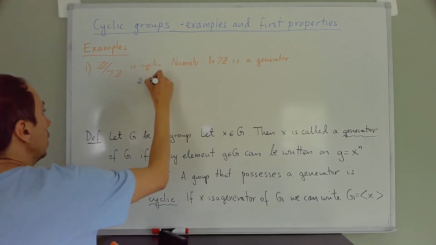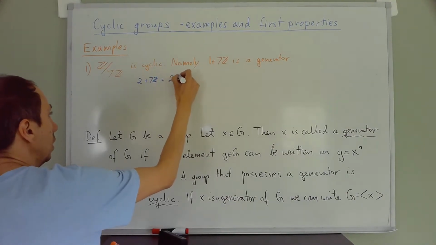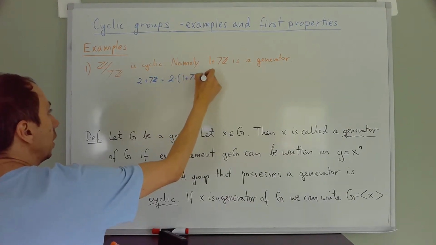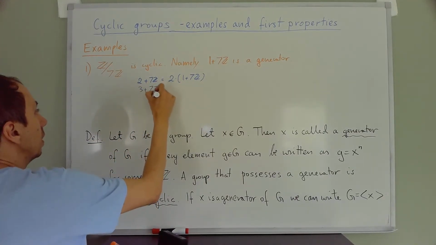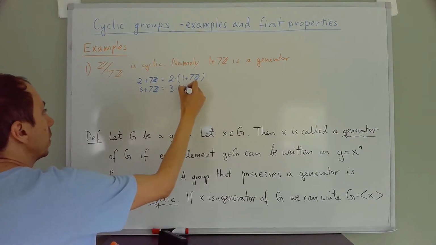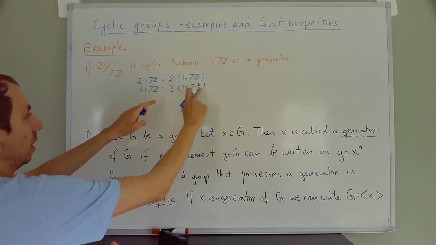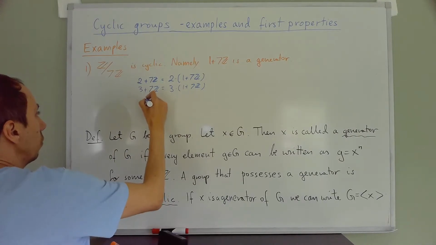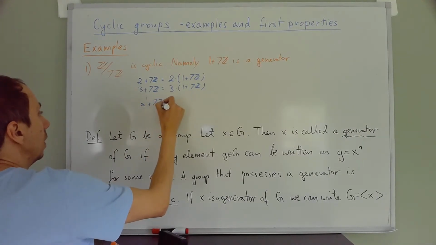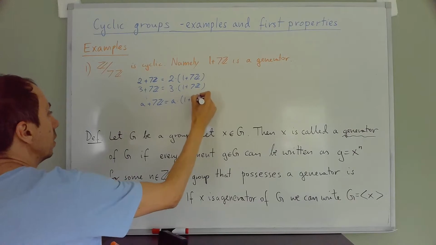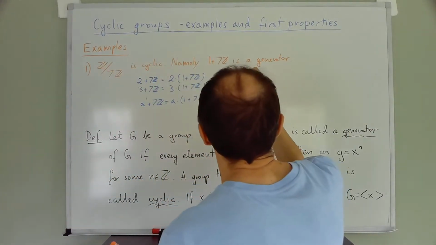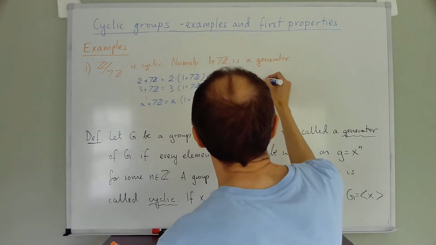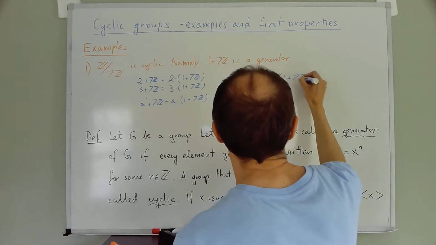But that's clear, right? That every element is a power of this. So 2 plus 7Z is 2 times 1 plus 7Z. In other words, I need to add this twice to get to this element. 3 plus 7Z is 3 times 1 plus 7Z. So if I take this element 3 times, I get this. And so on, right? a plus 7Z is a times 1 plus 7Z. So yes, this element is a generator, so that group is cyclic. So I could write Z mod 7Z is equal to angle brackets 1 plus 7Z.